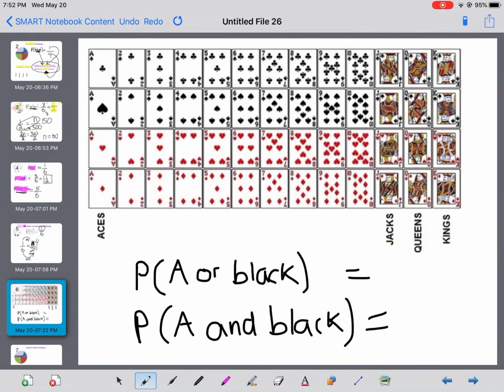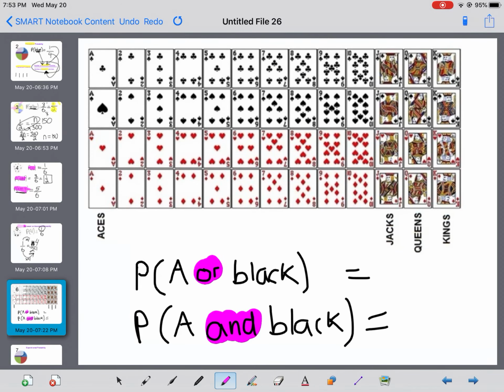Okay, so now let's do one more with theoretical probability. Here I have a deck of cards, and I just wanted to introduce to you talking about "or" and then "and" with probability. So let's take a look at the first one. What's the probability that I land on an ace or a black card? So those are my options, aces or black cards.